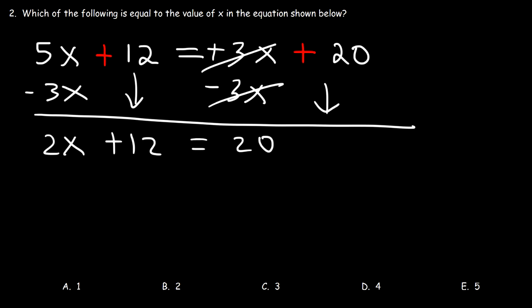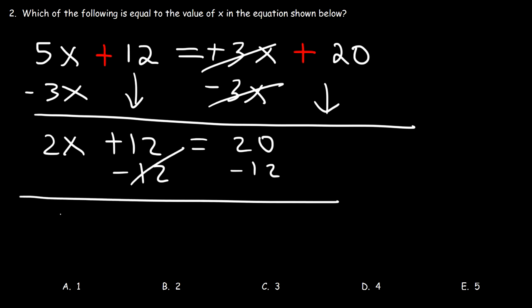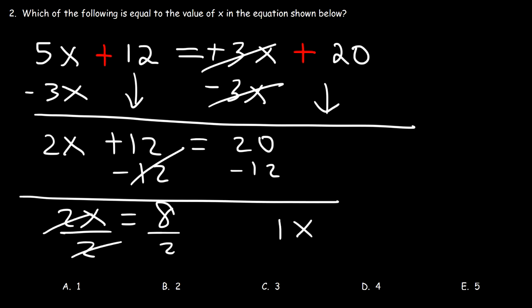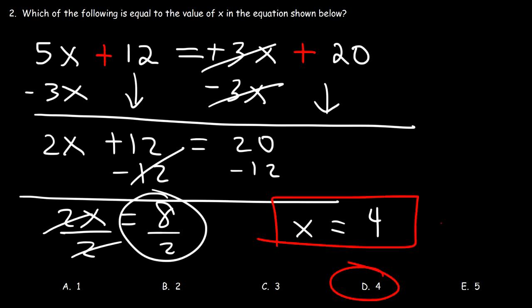Now, how can we move the 12 to the other side? The opposite of addition is subtraction. So you need to subtract both sides by 12. 20 minus 12 is 8. Now, how can we move the 2 to the other side? Notice that the 2 is multiplied to the x. The opposite of multiplication is division. So we need to divide both sides by 2. 2 divided by 2 is 1, so we're going to get 1x, which is the same as x. On the right side, 8 divided by 2 is 4. And so that is the value of x. X is equal to 4, which means that D is the right answer.